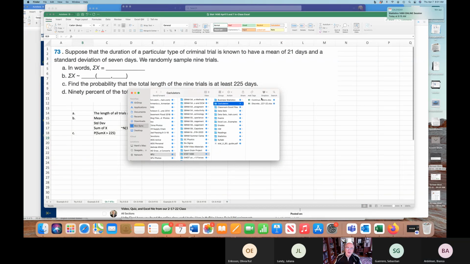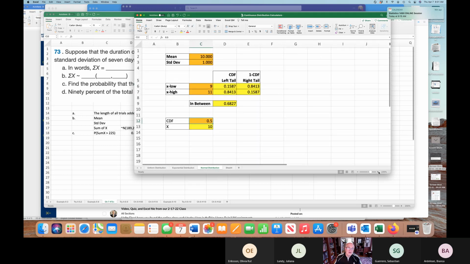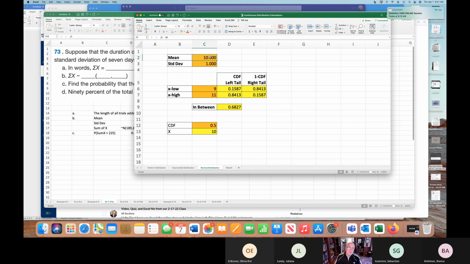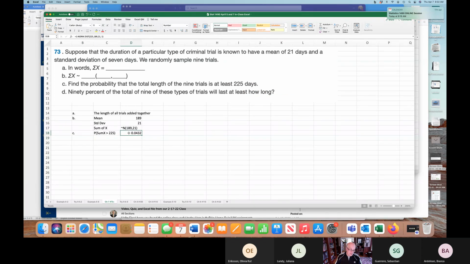So calculators. Let's open my continuous calculator up. We're using a normal distribution. What's the mean? 189. What's the standard deviation? 21. What's the number I want? The only number I really care about is this, 225. It gives me the left tail and the right tail. The right tail is what we're looking for. Same number we got.